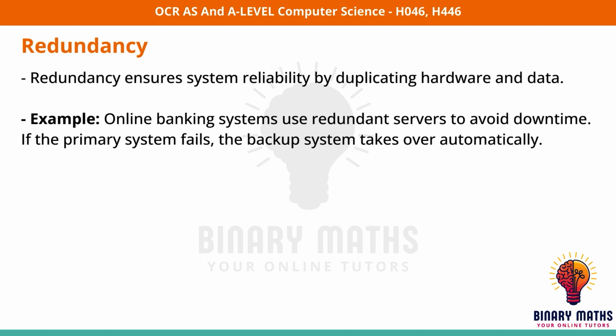Let's talk about redundancy. Many organizations, like banks or airlines, can't afford system downtime. Redundancy ensures reliability by duplicating hardware and data. For example, an online banking system might have backup servers in different locations. If the primary server fails, the backup takes over automatically, ensuring uninterrupted service.